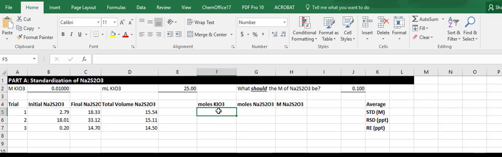So in the first video I showed you how to come up with the mole-to-mole ratio. If you don't remember how to do that, please do see that before you proceed any further. But from that video we figured out that there was 6 to 1. So 6 moles of sodium thiosulfate to 1 mole of this.